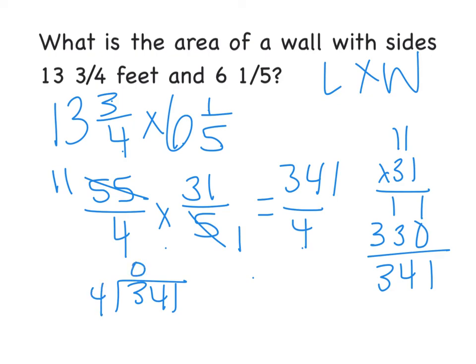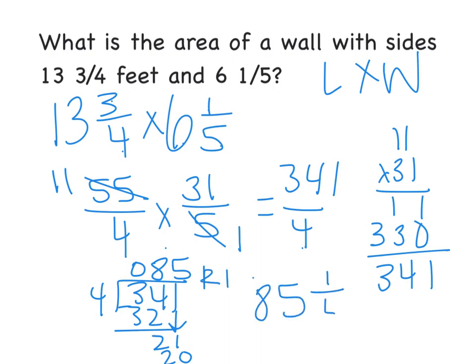Now I can divide 341 divided by 4. 4 cannot go into 3, but it goes into 34 8 times, which is 32, so I have 2 left. I bring down my 1 and I have 21. 4 goes into 21 5 times, which is 20, so I have a remainder of 1. So my final answer is 85 1/4.